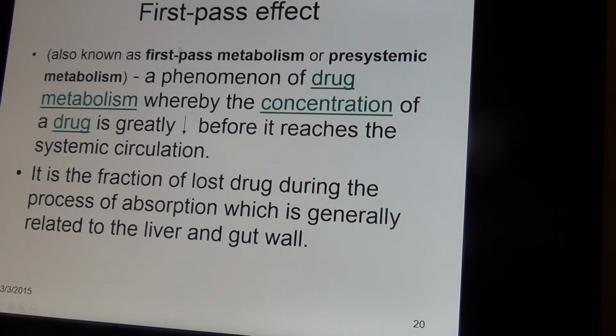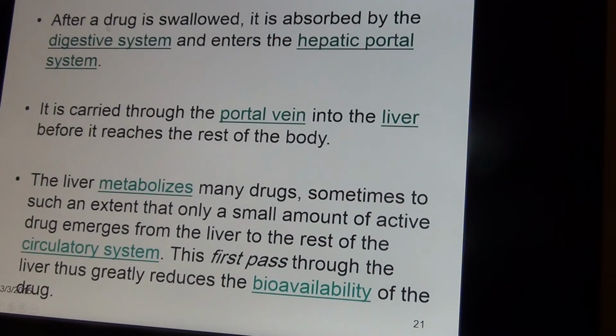So when you talk about first pass effect, we usually refer to the process of the drug being taken off by the liver and also the intestinal wall. After a drug is swallowed, it is absorbed by the digestive system, and it will enter the hepatic portal system, and it will be carried through the portal vein into the liver before it reaches the rest of the body. And the liver metabolizes many drugs, and sometimes this happens to an extent that only a little amount of active drug emerges from the liver to the rest of the circulatory system.